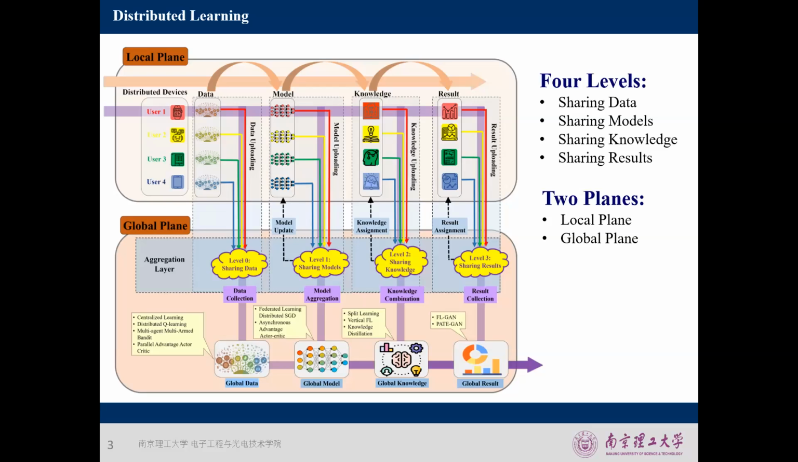As can be found in this figure, we mainly split the deep learning into two planes, the local plane and the global plane. And between these two planes, the aggregation process happens in the global plane. And we split the whole process, according to a machine learning process, into four levels: data, models, knowledge, and result. For example, in the first level, there are distributed devices or distributed users who have local data, and they do nothing but just transfer the data to a central server, and the server will aggregate the data and do the rest of the machine learning. So this is a framework that we propose in distributed learning.